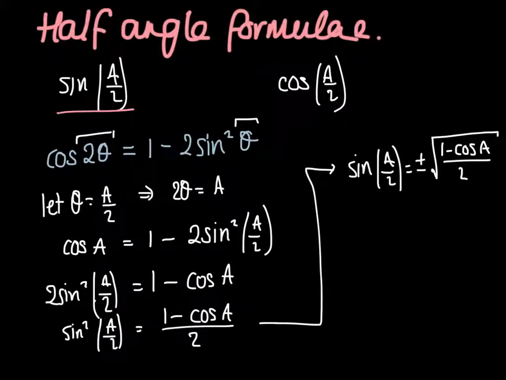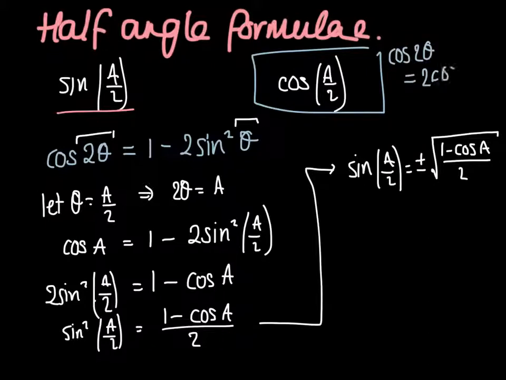You should be able to derive cos A over 2 for yourself. You're just going to need to use cos 2 theta equaling 2 cos squared theta minus 1 instead of the sine squared theta one. But that's why having all 3 of those equivalences for cos 2 theta is so useful to us.